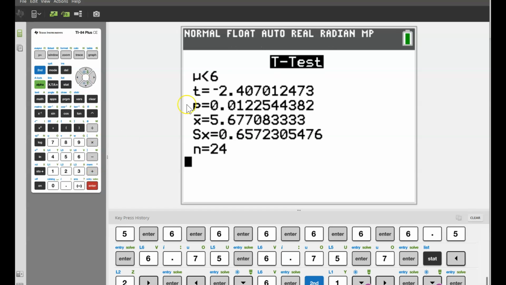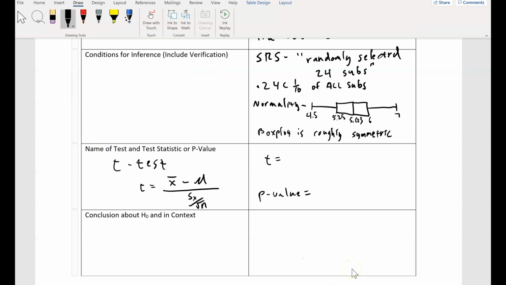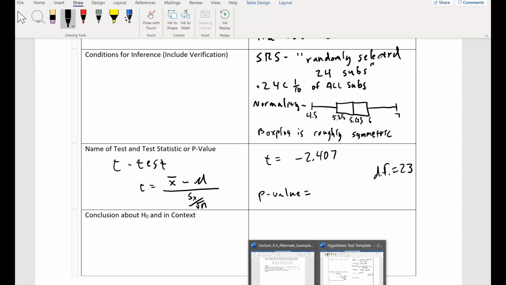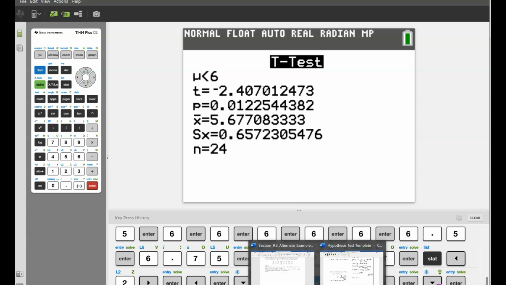So when I calculate here, I get a t statistic of negative 2.407. Okay, so with degrees of freedom 23, I don't really have to write that, but I'm going to because that's where the p-value comes from. The p-value depends on our degrees of freedom. My p-value is 0.012.